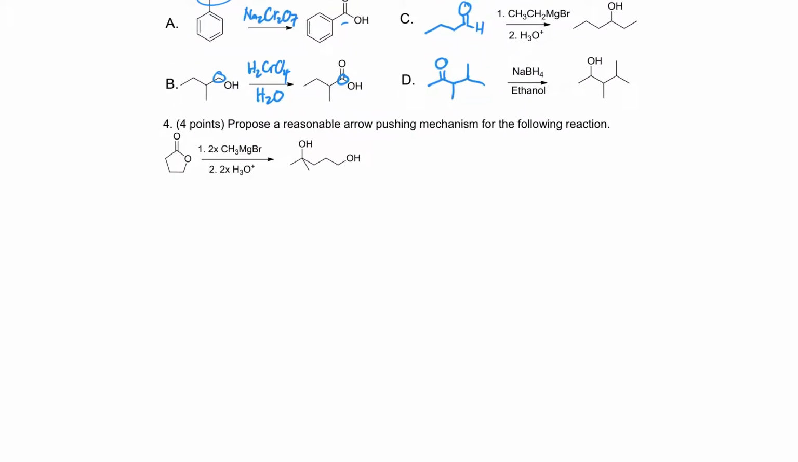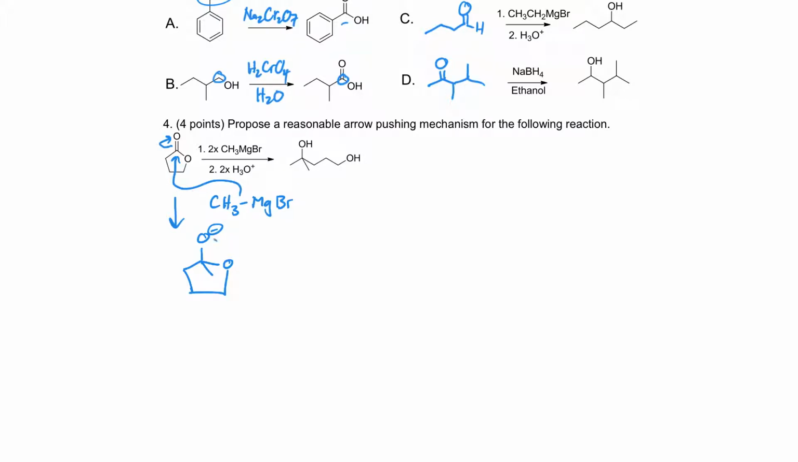Moving on to number 4. We're asked for a reasonable arrow-pushing mechanism for this reaction, and we are given 2 equivalents of methyl Grignard and 2 equivalents of mild acid workup then at the end. And this is a lactone, but more generically it's an ester. We know that Grignards add to esters, so let me draw my Grignard a little bit more carefully. This is simply a Grignard addition to an ester.